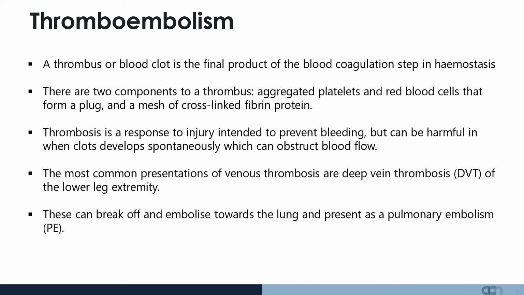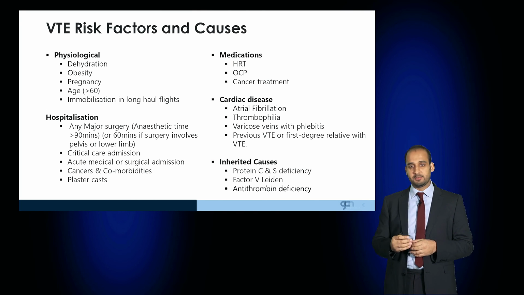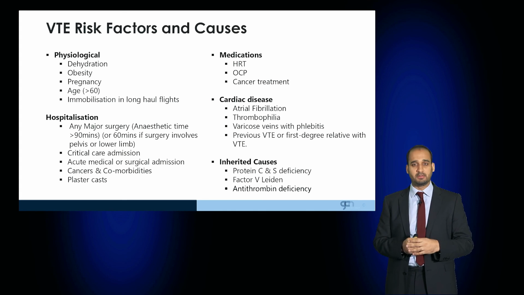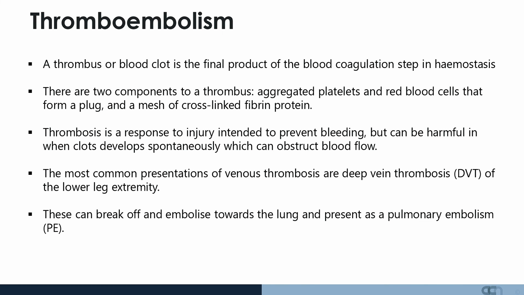Certain medications, such as the prolonged use of the oral contraceptive pill, hormone replacement therapy, and chemotherapeutics are risk factors. Cardiac disease such as atrial fibrillation, thrombophilia, varicose veins with phlebitis, or the presence of previous venous thromboembolic disease, or in a first-degree relative, increase the risks. Inherited causes include protein C and S deficiency, factor V Leiden, and antithrombin deficiency.